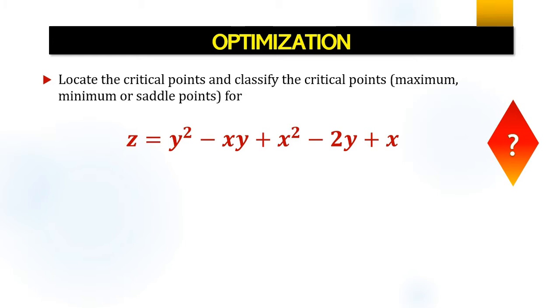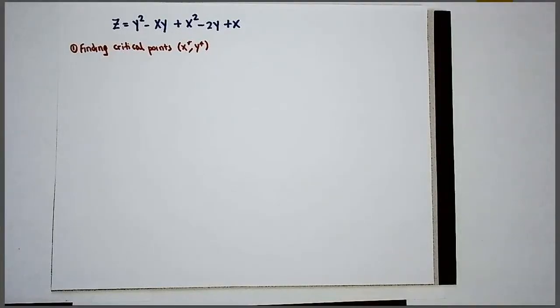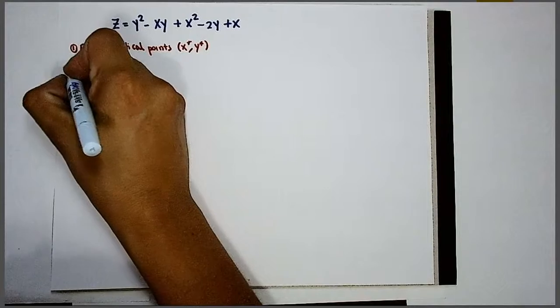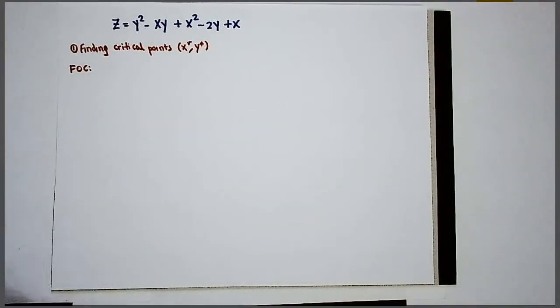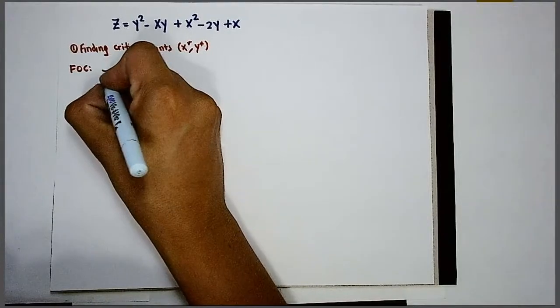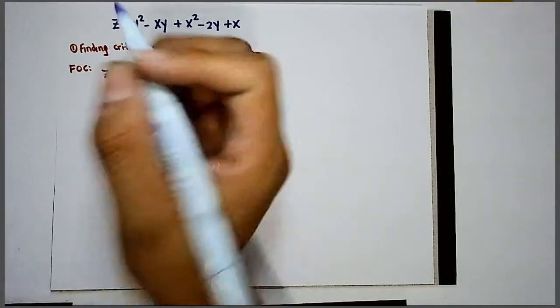Let's illustrate how to optimize a multivariate function by solving the following example, in which we need to find the critical points and classify them. Let's find first the critical points. In order to do that, we need to use the first order condition. So let's take the derivative of z with respect to x.